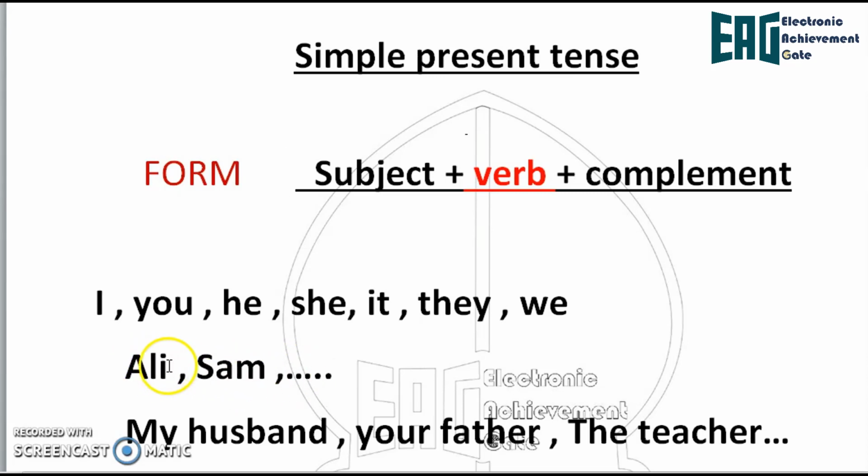Or like this, my husband, your father, the teacher, whatever.